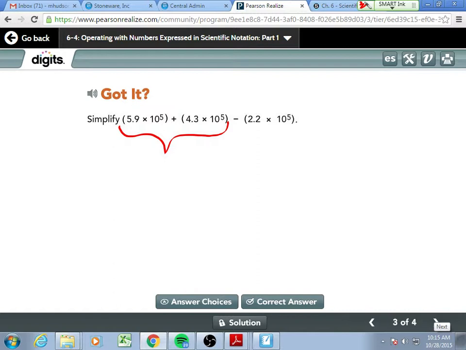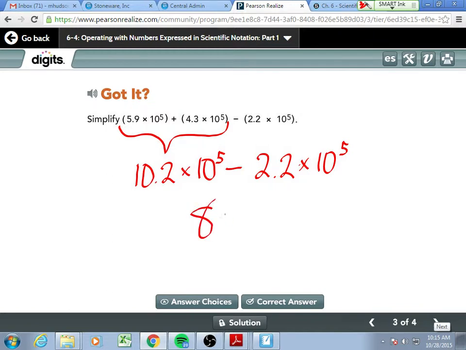So when we do the sum, because we're working left to right, what'd you get for your sum? I got 10.2. Now that's not in scientific notation. Does it matter right now? No, because that is a working number. That's not our final answer. We still need to subtract away the 2.2 times 10 to the 5th. So when I do that difference, I now get 8 times 10 to the 5th.